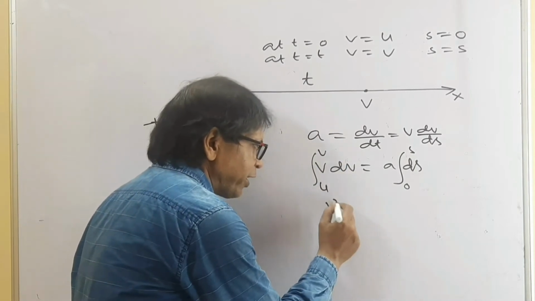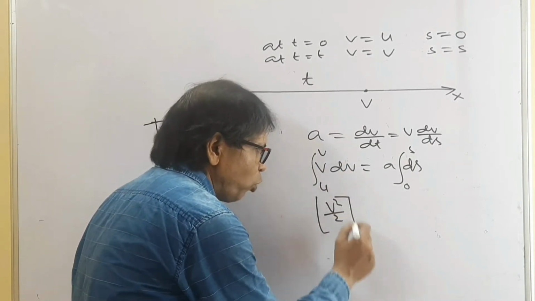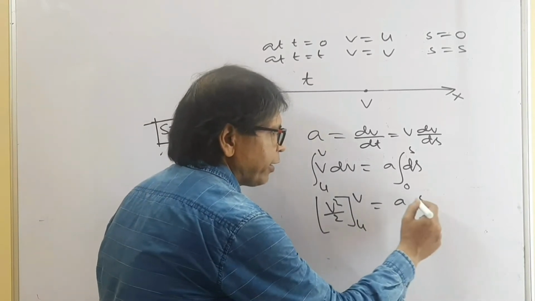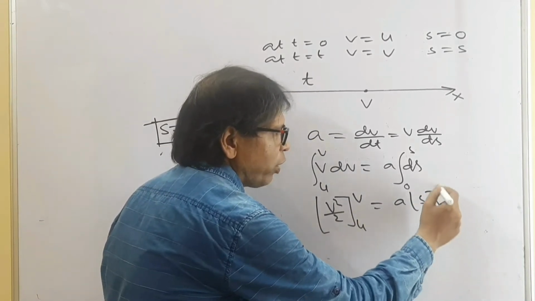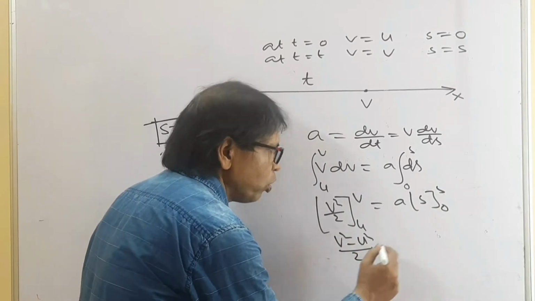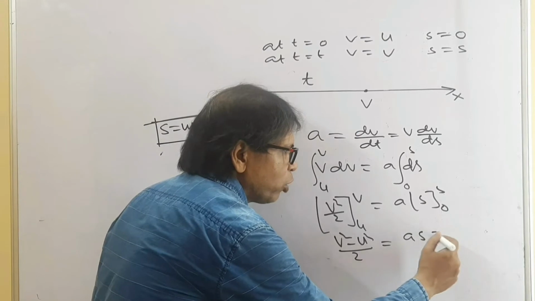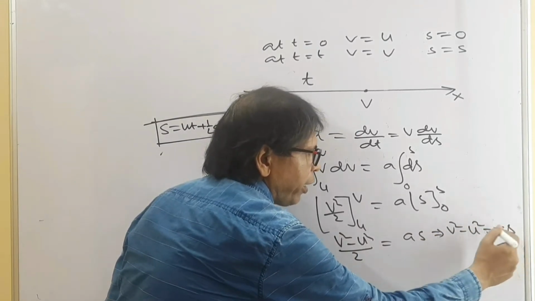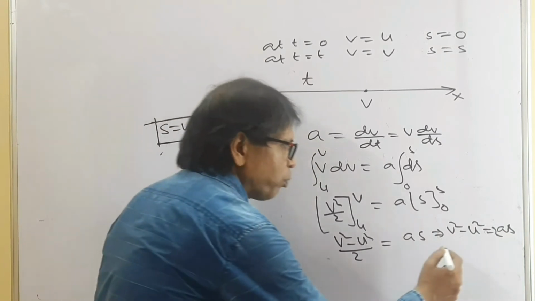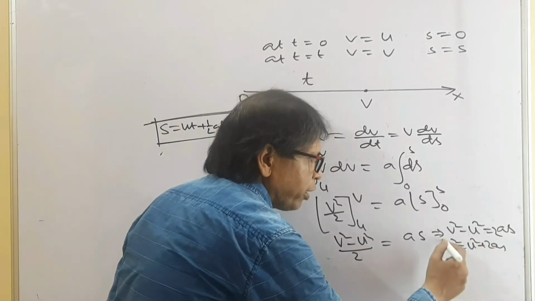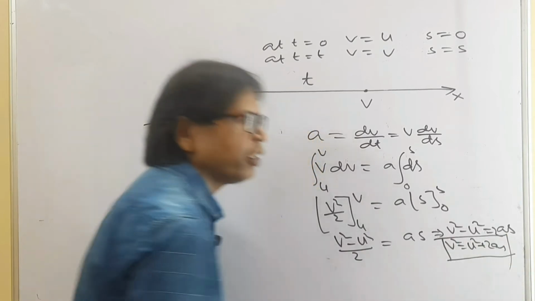Look at this, the integration of v dv is v square by 2, with lower limit u and upper limit v. This is a, and this is s, from 0 to s. So this is v square minus u square by 2 equals as. So here v square minus u square equals 2as. Therefore v square equals u square plus 2as is the calculus proof for this law.